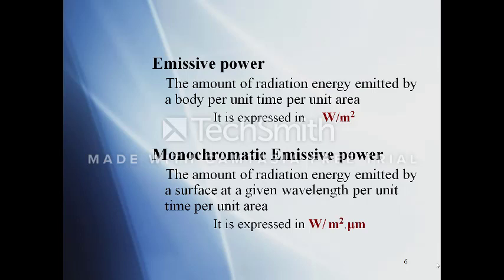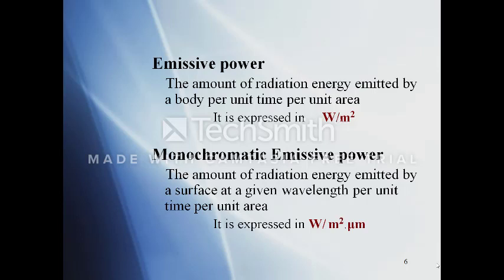Then another few important terminologies are emissive power and monochromatic emissive power. Emissive power of a black body is defined as the amount of radiation energy emitted by a body per unit time per unit area. The unit is watts per meter square.